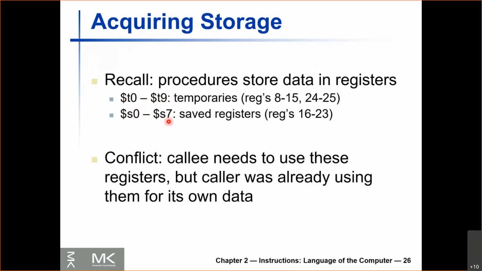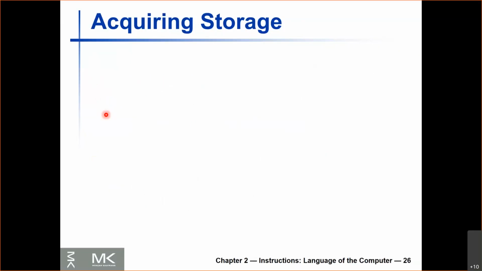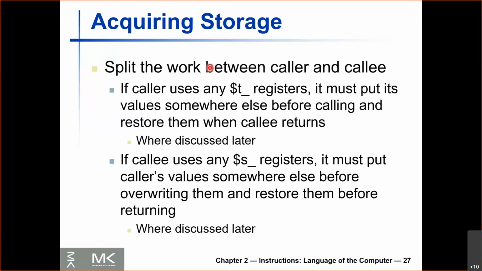But foo is already using them. So what we're going to do is split the work between foo and bar. And this is the full story about the distinction between the T registers and the S registers. So what is the difference between the T registers and the S registers? Well, the difference is as follows. We're going to split the work between the caller and the callee.